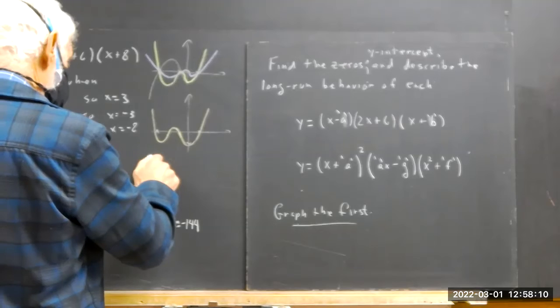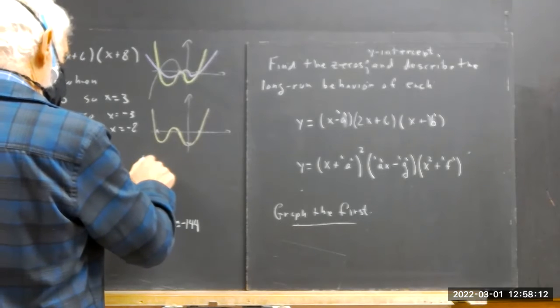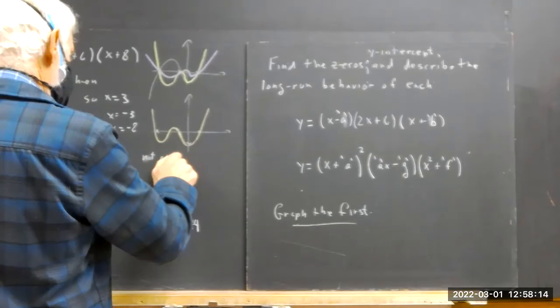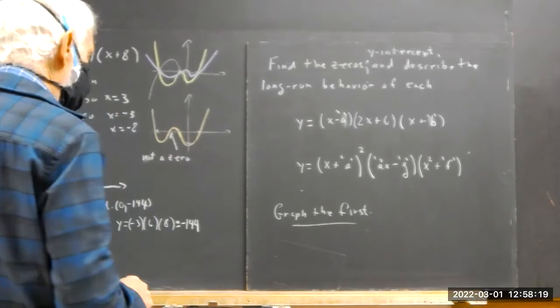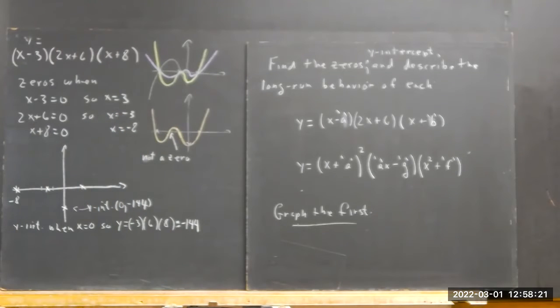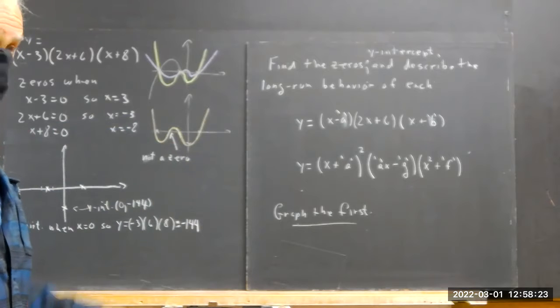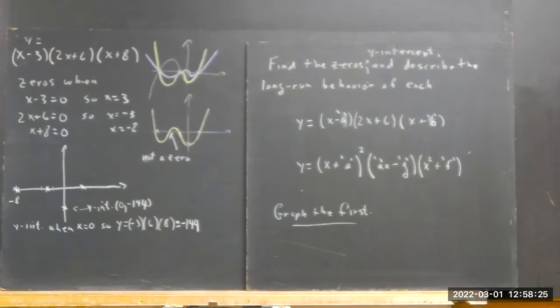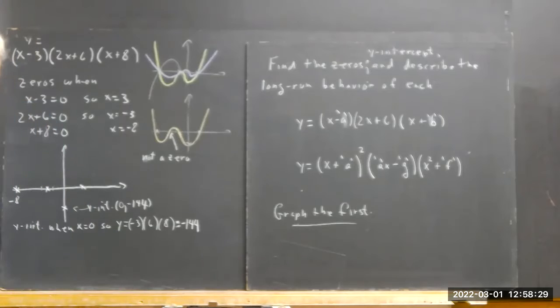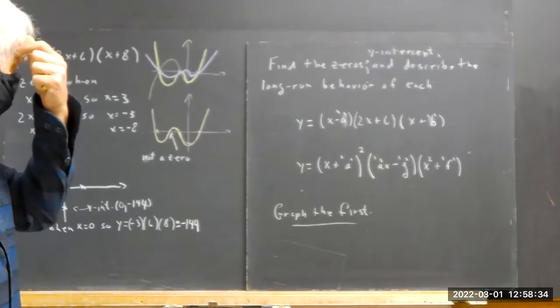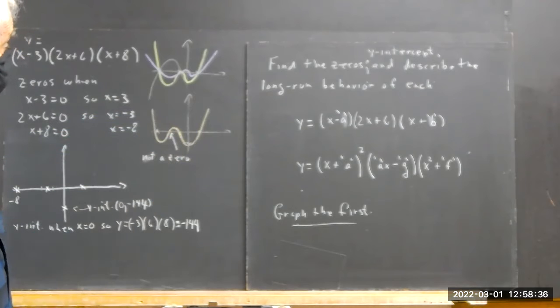So this can't be a zero. So the graph can't go through this point. Now it goes through all the other points, but it can't go through that. Okay, up here. Well, let's look at the long run behavior, because some of these graphs violate the long run behavior, including this one. As a matter of fact, all of them, except the first one I drew, violate the long run behavior.